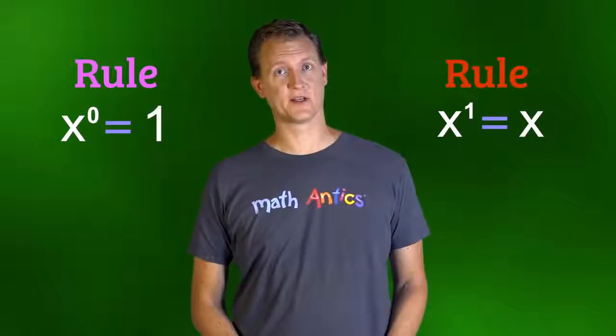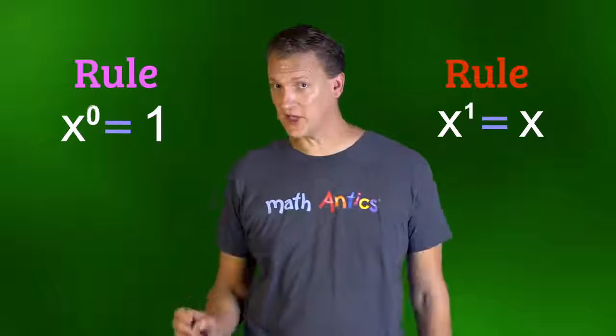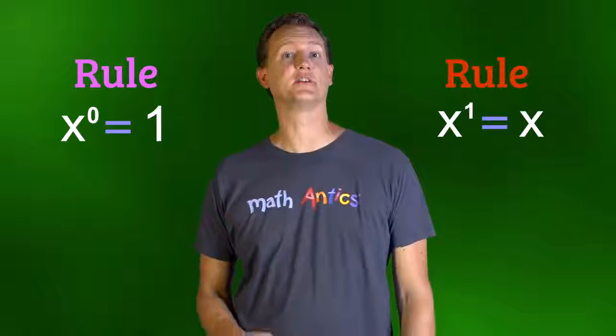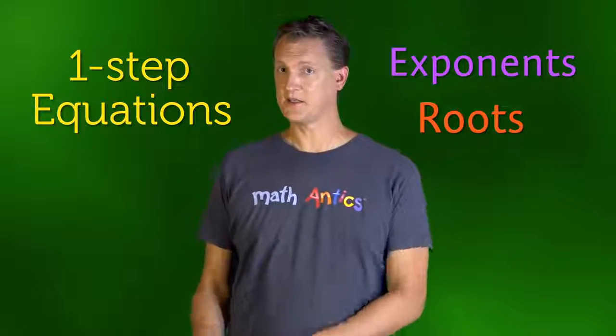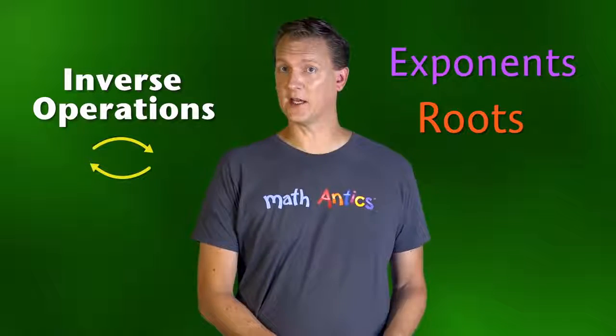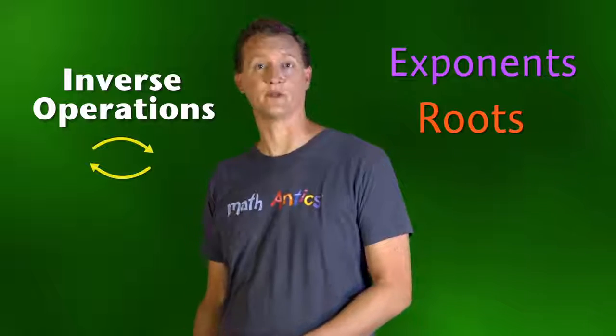All right, in this video, we learned two important rules about exponents. We learned that any number raised to the 0th power equals 1, and that any number raised to the first power is just itself. We also learned how to solve very simple one-step equations involving exponents and roots. Since they're inverse operations, to undo a root, you use its corresponding exponent, and to undo an exponent, you use its corresponding root. Of course, there's a lot more to learn about exponents in algebra, but those are the basics. And to make sure you really understand them, it's important to practice by doing some exercise problems.